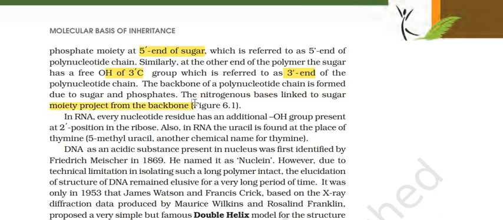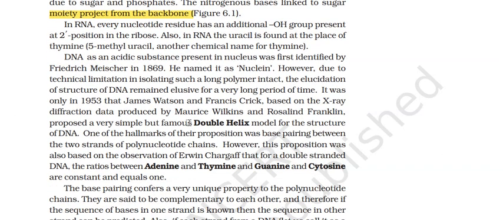In RNA, every nucleotide residue has an additional OH group present at 2' position in the ribose. तो क्योंकि हमने deoxy में ये हटा लिया होता है, लेकिन RNA में ये 2' position पे होता है. Also in RNA, the uracil is found in the place of thymine. What is basically thymine? It's nothing. You have methylated the uracil, you've made it more stable. ठीक है, तो उसको बोलते हैं 5-methyl uracil, which is another chemical name for thymine.